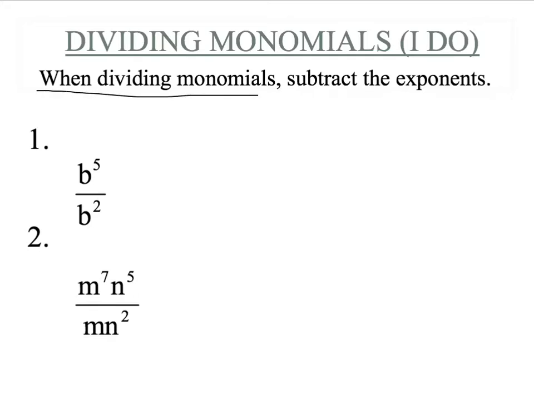Again, because the coefficient here is just 1 divided by 1, that is 1. And then the exponents I'm going to subtract. So here I have 5 minus 2. Because I have more on top, it's b to the third. If I subtract and take away all 2 here, I must have 3 left over up here.